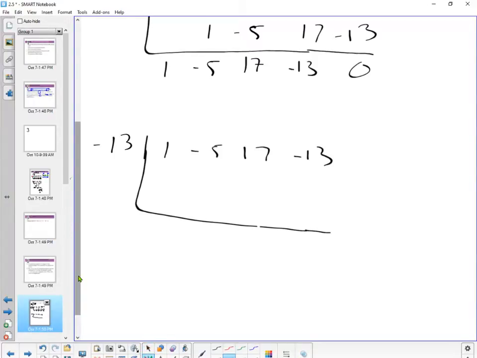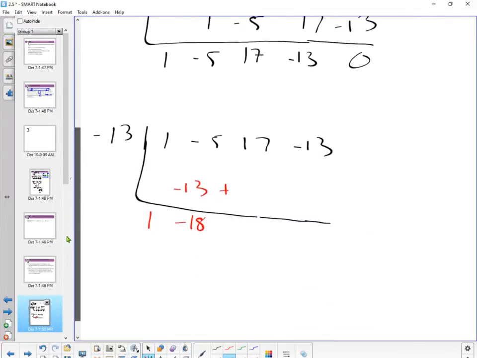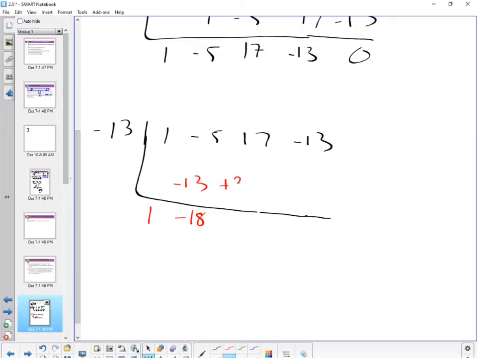Okay, what do we got? 1, negative 13. That's going to give me negative 18. Positive. Ah, that's a big one. 234. And that's just really, really big.